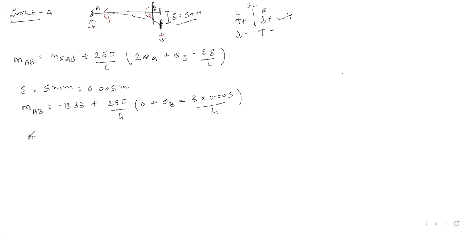Okay, so we can say MAB should be equal to 2/4, that is nothing but 0.5, minus 13.33 plus 2/4, that is nothing but 0.5 EI theta B. Minus, first calculate this value, 3 into 0.005 divided by 4, so this value will come.